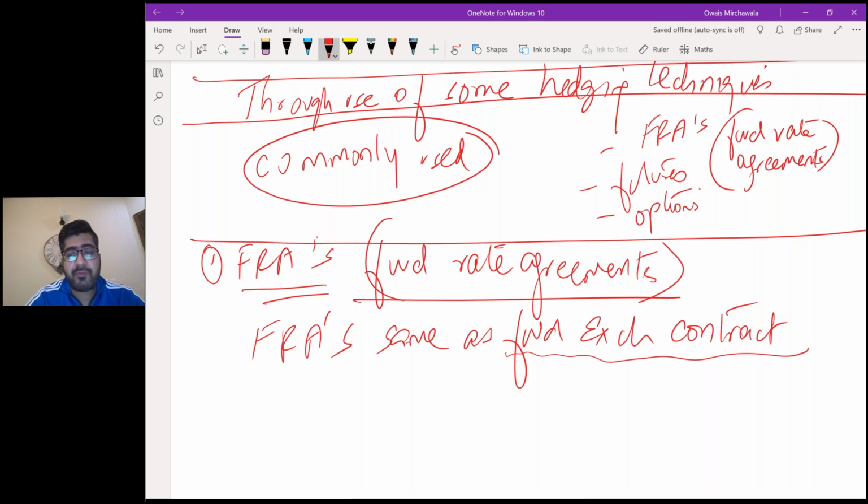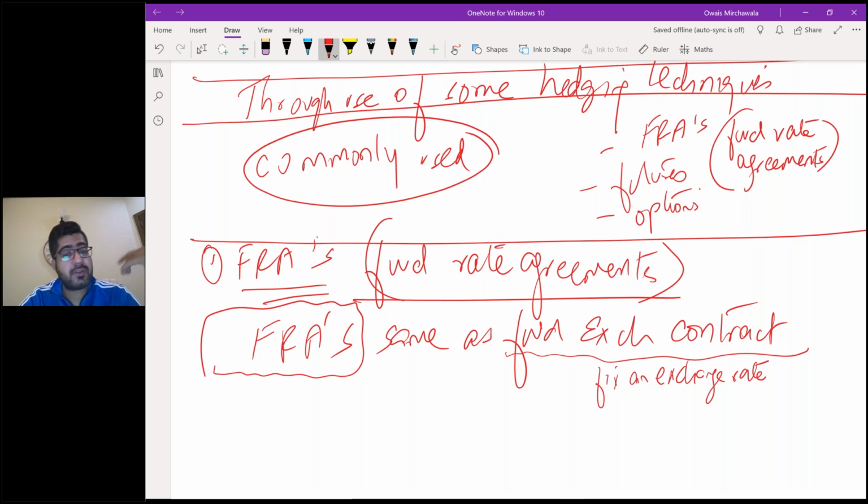In a forward exchange contract, we are afraid that currency rates may go up or may go down. So we fix an exchange rate, right? What do we do in a forward exchange contract? We fix an exchange rate. Similarly, in FRAs, what is the risk in interest rate risk? The interest rates may go up, the interest rates may go down.